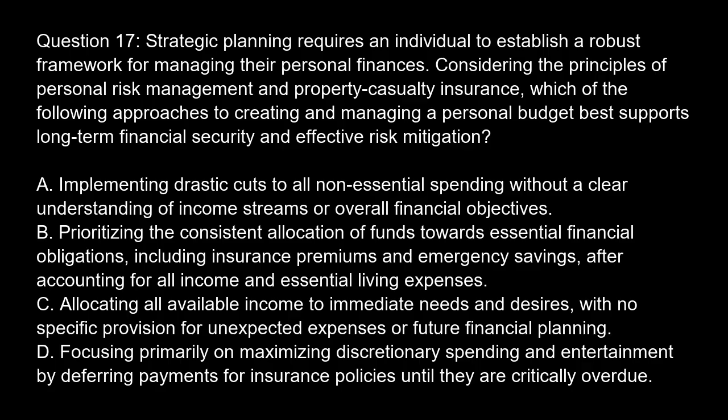Option A. Implementing drastic cuts to all non-essential spending without a clear understanding of income streams or overall financial objectives. Option B. Prioritizing the consistent allocation of funds towards essential financial obligations, including insurance premiums and emergency savings, after accounting for all income and essential living expenses. Option C. Allocating all available income to immediate needs and desires, with no specific provision for unexpected expenses or future financial planning. Option D. Focusing primarily on maximizing discretionary spending and entertainment by deferring payments for insurance policies until they are critically overdue.